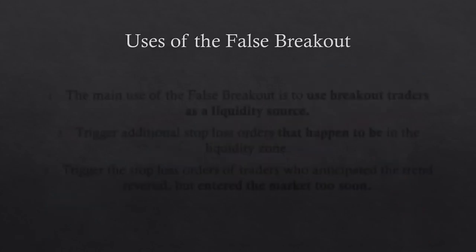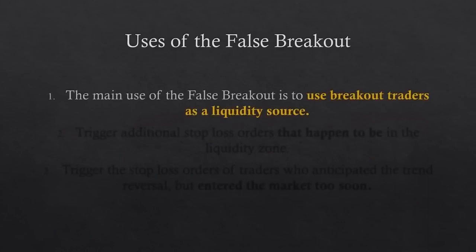There are three main uses of the false breakout. The most obvious one is to drive the breakout traders out of the market. These are the traders that believe it's a good idea to buy or sell on a clear breakout in the chart. This is perhaps the primary source of liquidity for the well-informed traders.